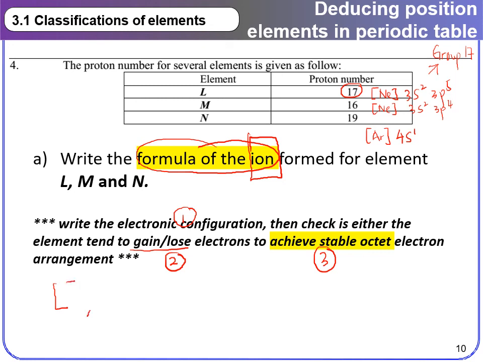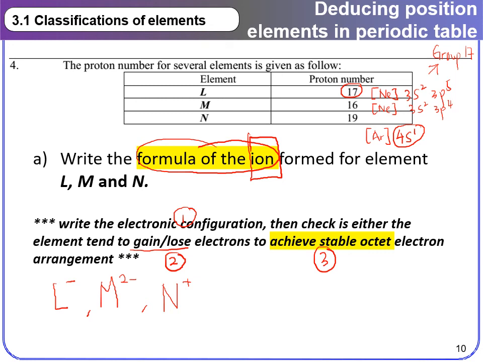While M is group 16, M will gain 2 electrons to achieve a stable octet electron arrangement. For element N, we have only one valence electron because it is 4s1. In this case, N tends to lose an electron to form a cation, so we form N+.